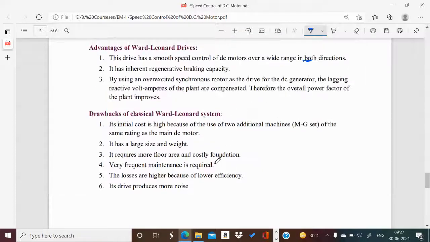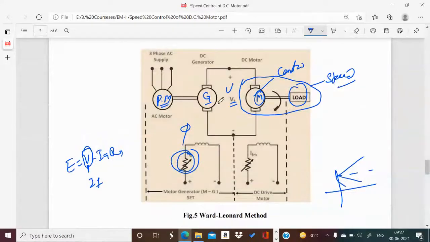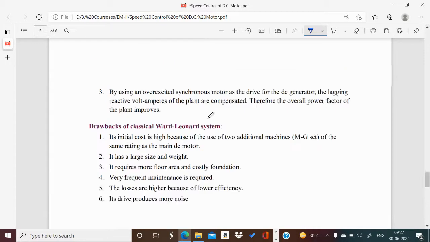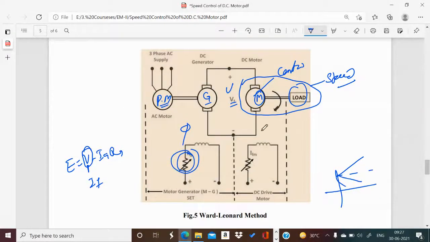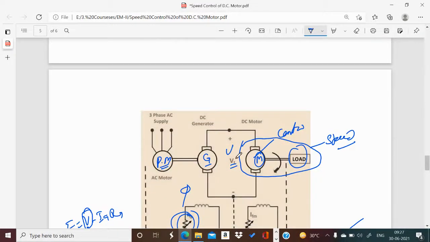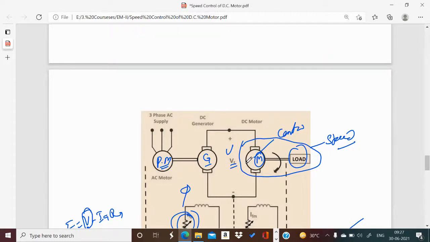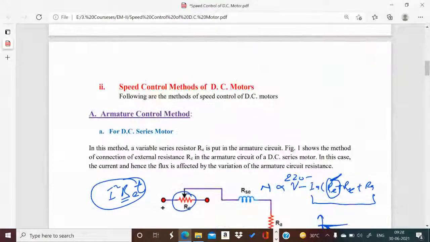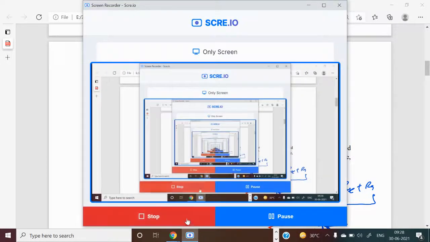So maintenance is more, cost is more, and the losses are higher with lower efficiency, because power is converted in three stages. The drive also produces more noise because again three rotating parts are available. That means cost is very high, though this Ward Leonard method is practically possible, and we can adopt it for speed control in a lab. These are the three speed control methods which we derive from the basic speed equation. I think it is sufficient.